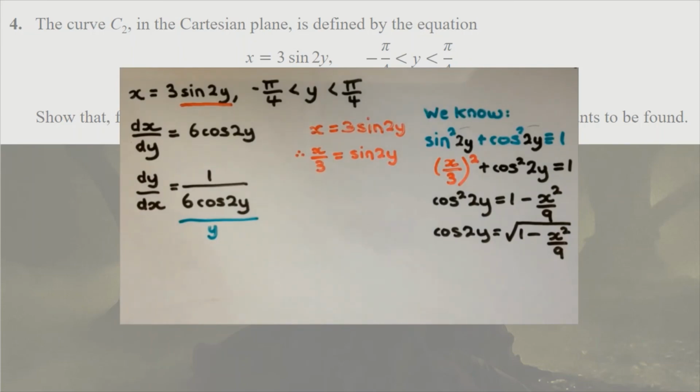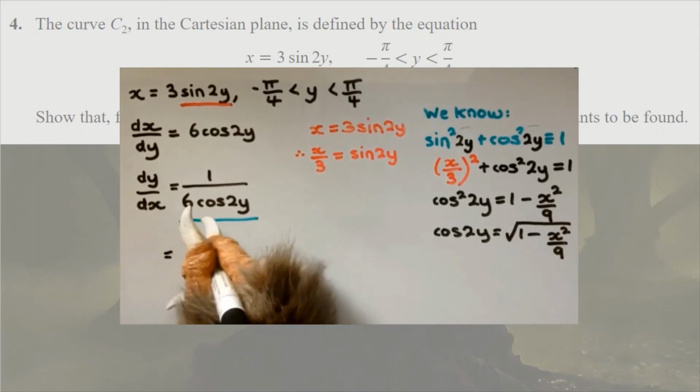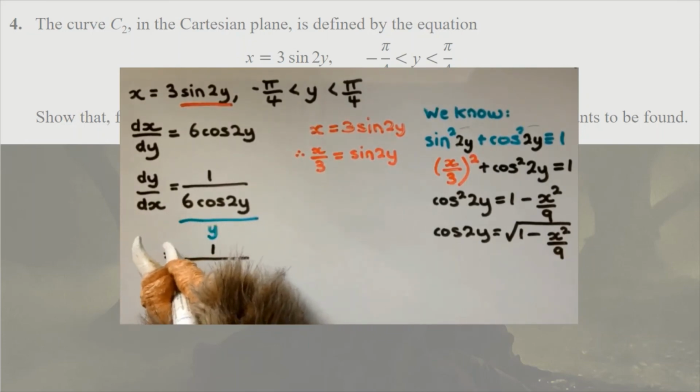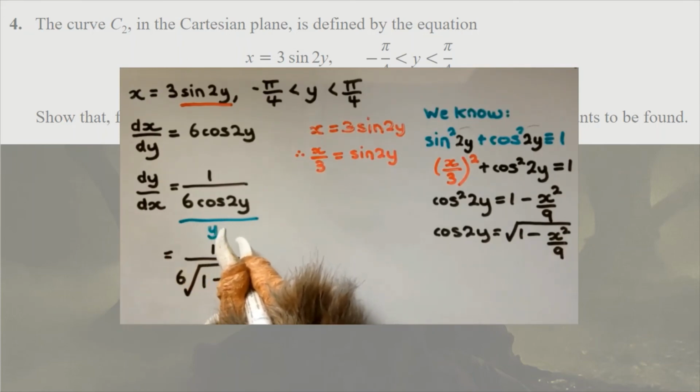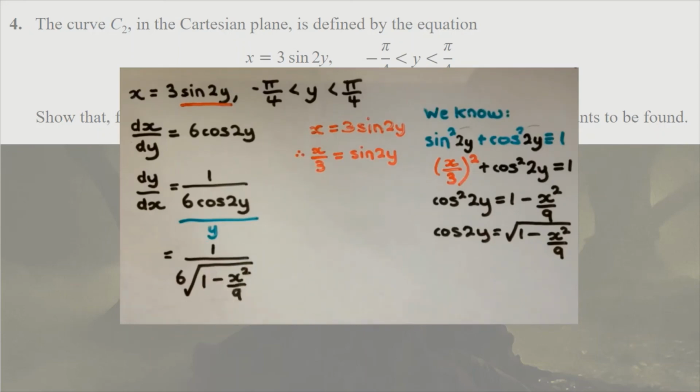Now then, how does this help us? Well, let's have a look at our expression again. I can now replace the cos 2y here with all this. So this is going to equal 1 over 6 lots of the square root of 1 minus x squared over 9. So it looks like we're onto something, and perhaps we're close to a resolution here. Now, we don't want x squared over 9. So I've got to think of a way of removing the divisor 9 in this expression. How can I do that?